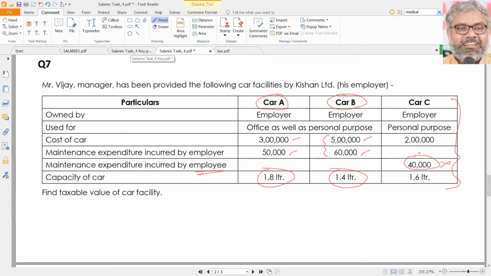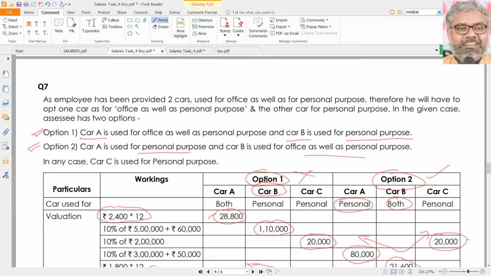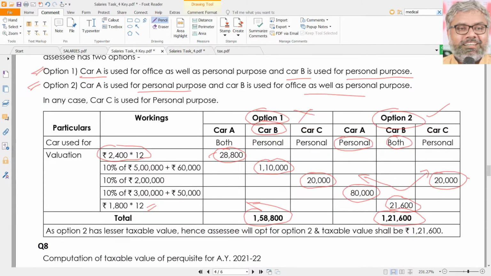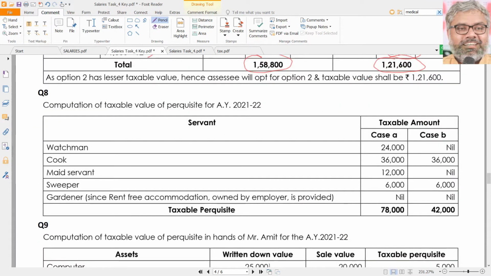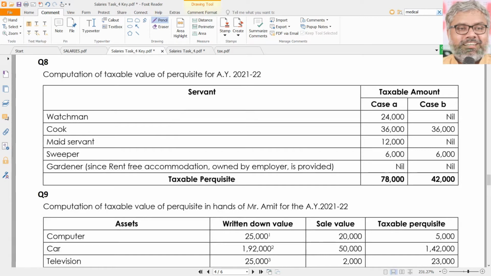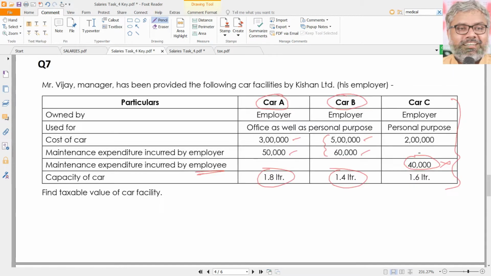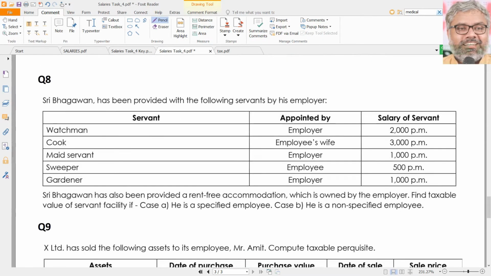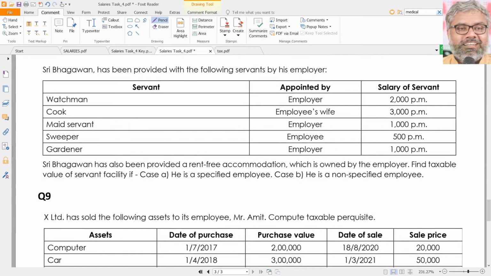So the conclusion here is B should be taken as used for both purposes. A should be taken as used for personal purposes completely. That's it. That is question number 7. Now question number 8, a straightforward question.